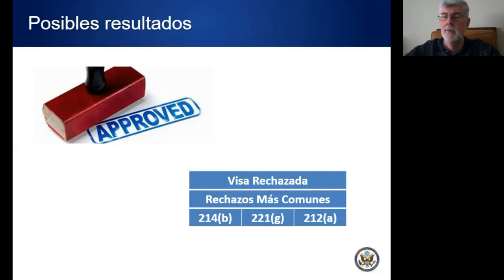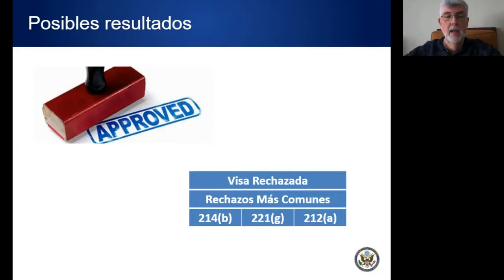If a visa is refused, for a student visa, it could be refused for one of three reasons. All the way on the right, you see 212A. That's a section of the law that governs people that have what we call permanent ineligibilities. Those are people that have done something very seriously wrong, such as committed a serious criminal offense or engaged in terrorist activity.